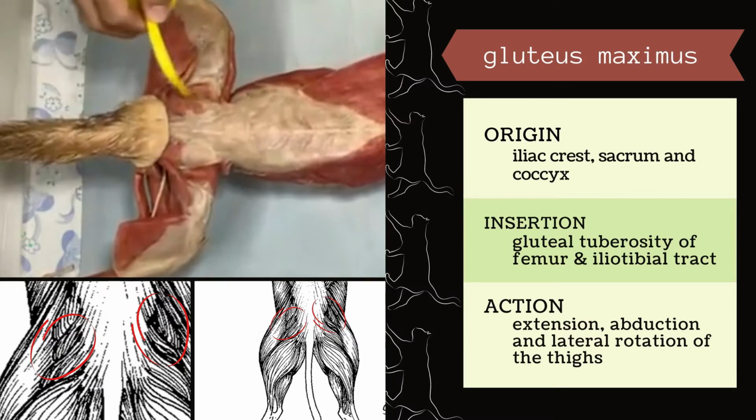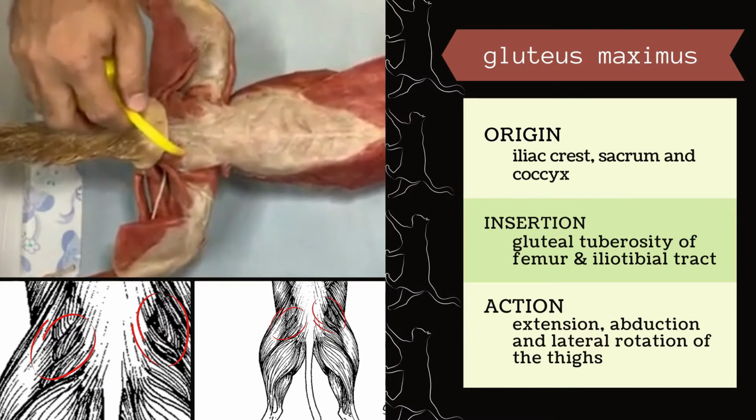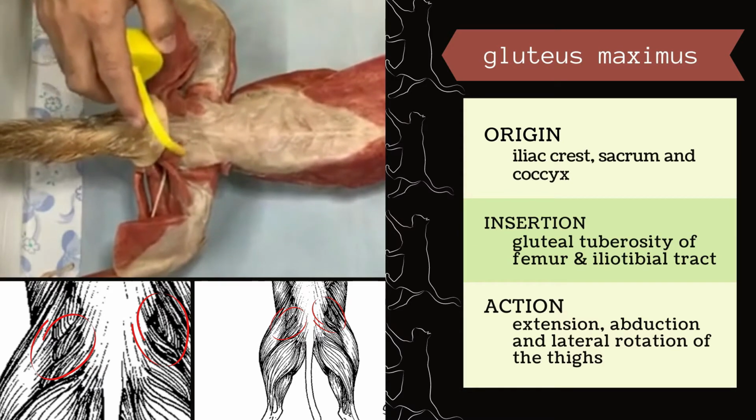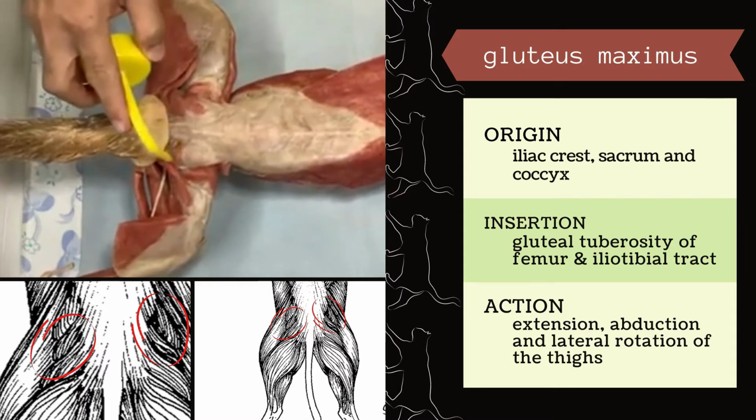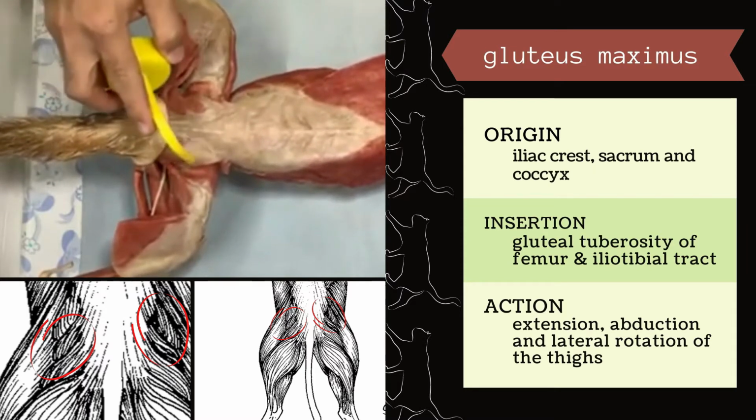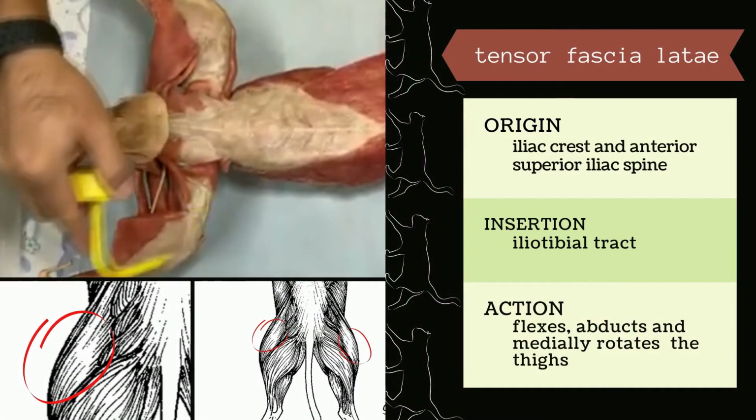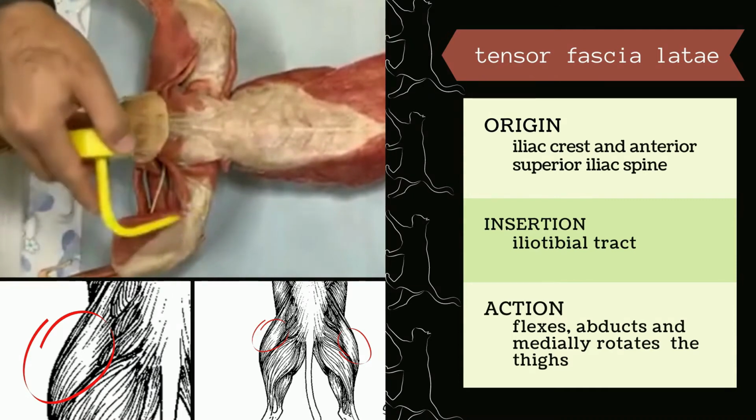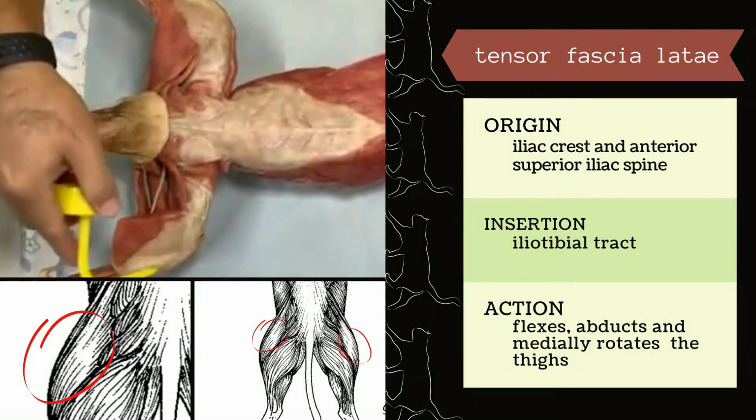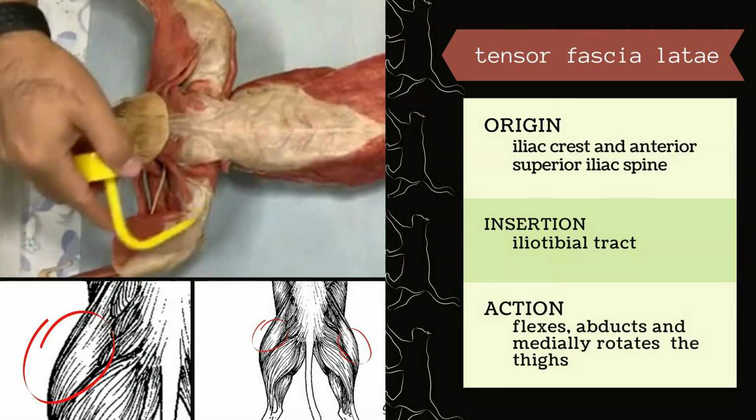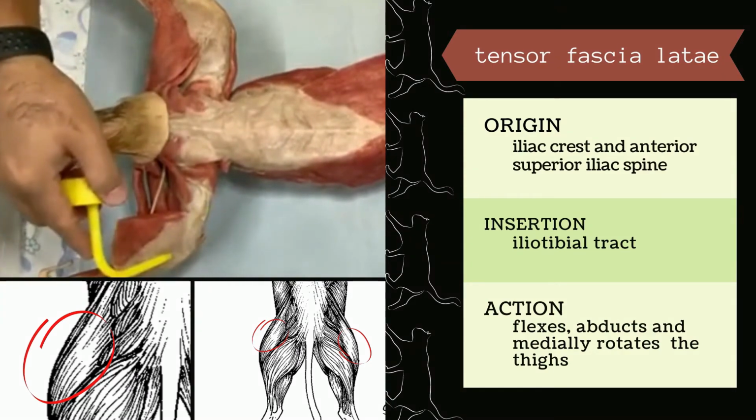Gluteus maximus. It originates from the iliac crest, sacrum, and the coccyx. It inserts into the gluteal tuberosity of the femur and the iliotibial tract. Its action is the extension, abduction, and lateral rotation of the thigh. This part is the tensor fasciae latae. It originates from the iliac crest and the anterior superior iliac spine. It inserts into the iliotibial tract. Its action is to flex, abduct, and medially rotate the thigh.